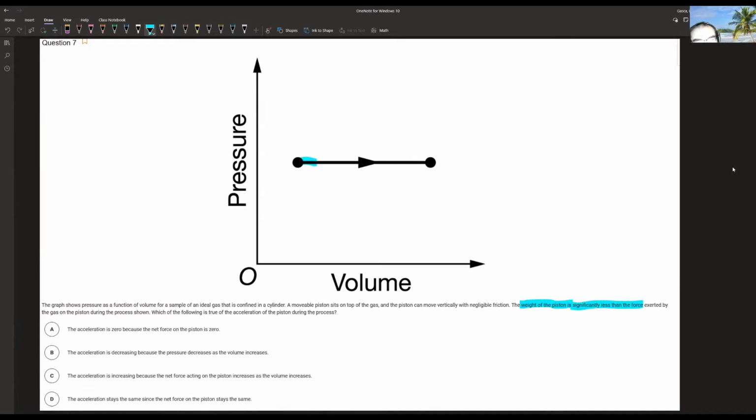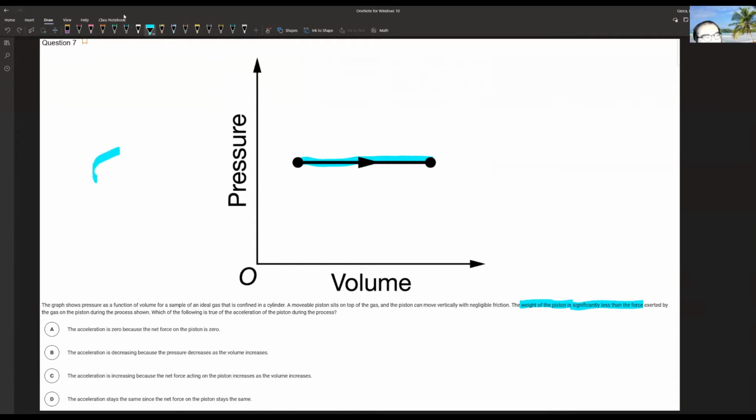Because if we notice, we're going to have a pressure and an expansion, and they tell us that the weight of the piston is significantly less than the force exerted by the gas. So a very common answer here is for people to say either that the acceleration itself is increasing or it is decreasing. Now, let's go ahead and try to consider Newton's second law and this piston.